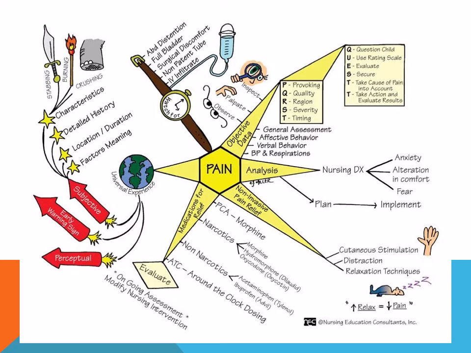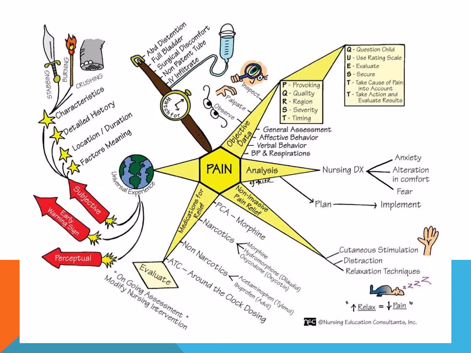If you move more towards the left, they will tell you about different classifications of medications which are used for relief. PCA, which is patient controlled analgesia, narcotics, morphine, Dilaudid, Oxycontin. Then there are non-narcotics, Tylenol, acetaminophen, and NSAIDs, ibuprofen. Then there is around the clock dosing.